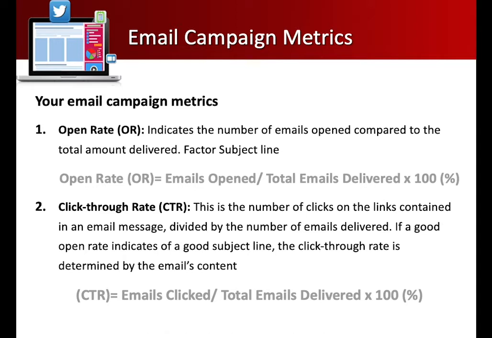Click-through rate. This is the number of clicks on the links contained in an email message divided by the number of emails delivered. If a good open rate indicates a good subject line, the click-through rate is determined by the email's content. To calculate click-through rate, you divide the total emails clicked by the total emails delivered times 100.